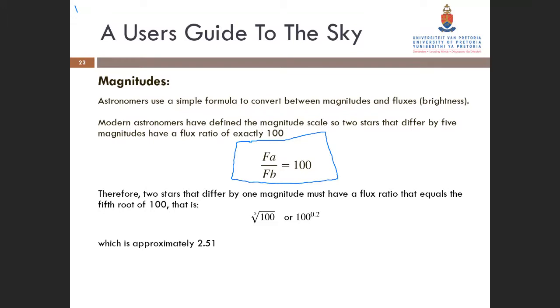Therefore, two stars that differ by 1 magnitude must have a flux ratio that equals the fifth root of 100. I'm going to repeat this again. Two stars that differ by 1 magnitude must have a flux ratio equal to the fifth root of 100, and that is approximately 2.51 if you calculate it. Are you guys still following what I'm saying?